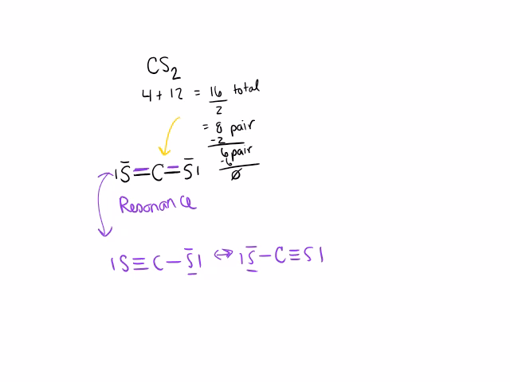So one more example on double triple bonds. If you'll go to page 7, and let's look at number 2 on page 7. And that is CO, carbon monoxide. So we still follow the same steps. 4 electrons from carbon, 6 from oxygen gives us 10 total. Divide by 2 gives me 5 pairs.